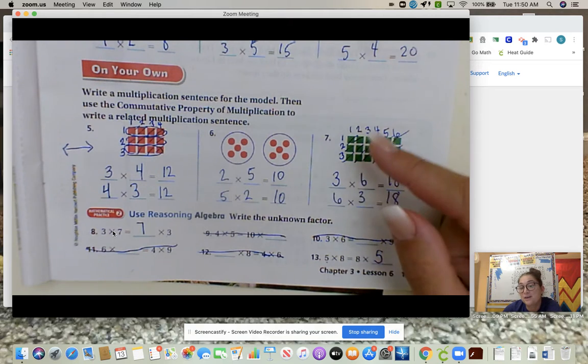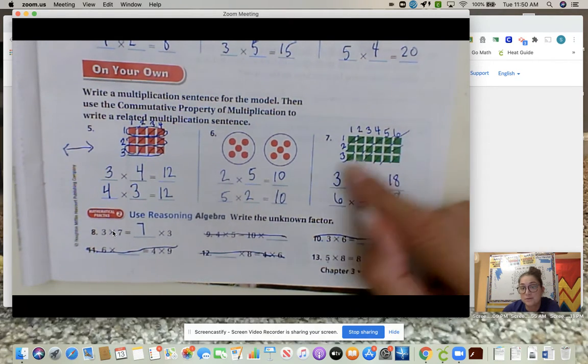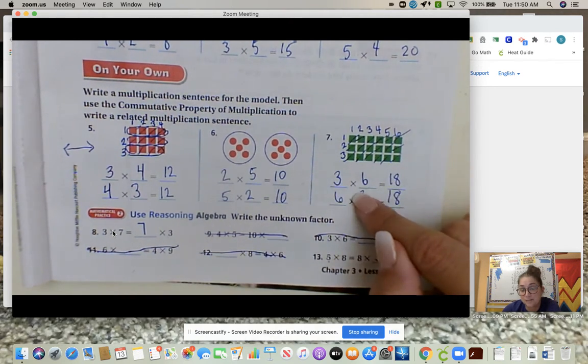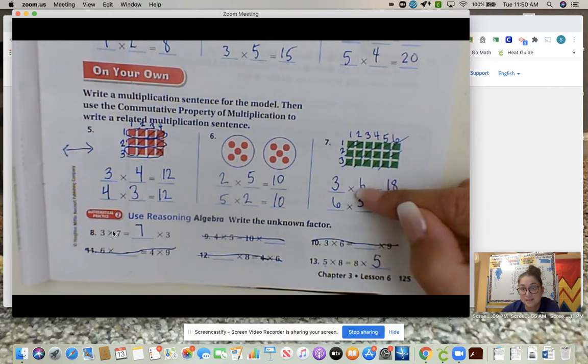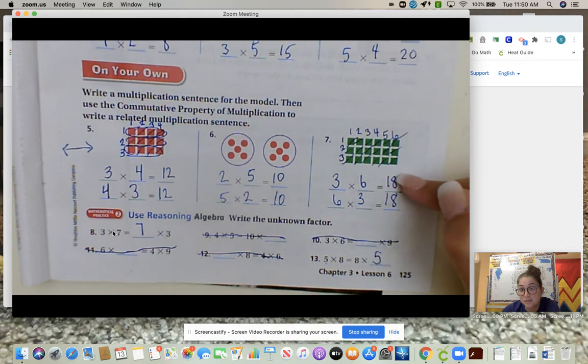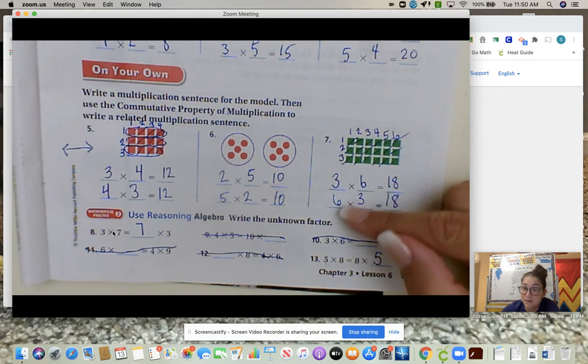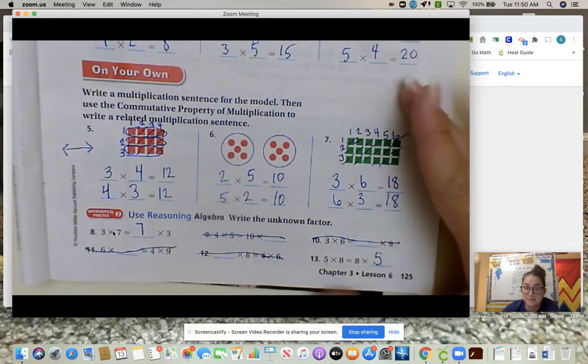Number 7, rows first. 1, 2, 3 rows. Times the amount of columns? 1, 2, 3, 4, 5, 6. If you count up the green squares, you get 18. And then you flip it. 3 times 6, the commutative property is 6 times 3 equals 18.